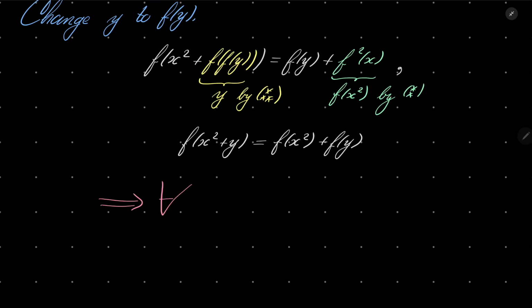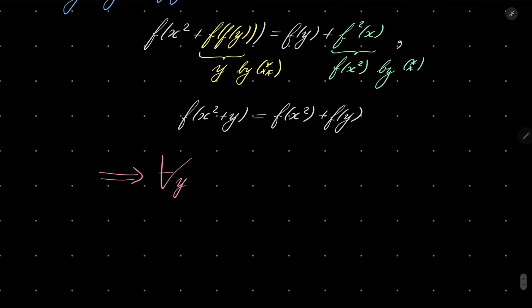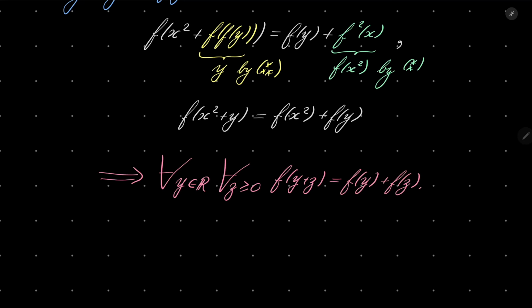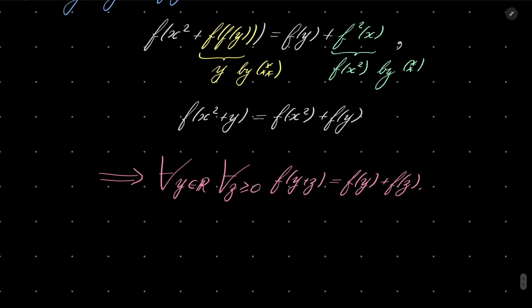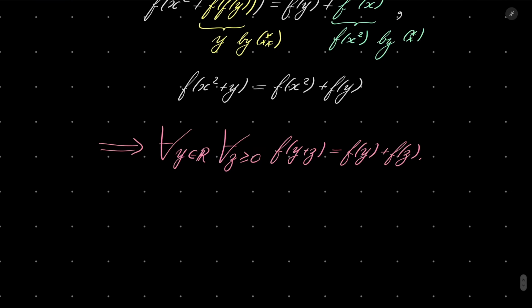established that for every real number y, and for every non-negative number z, f of y plus z equals f of y plus f of z. It's almost the Cauchy functional equation. Almost, but we are not yet there, because we need to show that this holds actually for every real z, not only for non-negative. But let's go maybe to where exactly? Oh, nowhere.